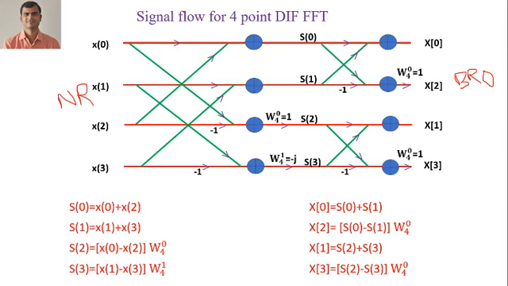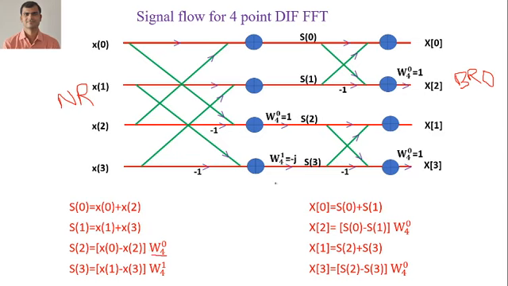Now you can see here the S of 0 is the addition of x of 0 and x of 2. S of 1 is the addition of x of 1, x of 3. S of 2 is the subtraction of x of 0 minus x of 2. Then we are multiplying here the twiddle factor exponent. So twiddle factor exponents we are multiplying after the addition, and for DIT it is before the addition.